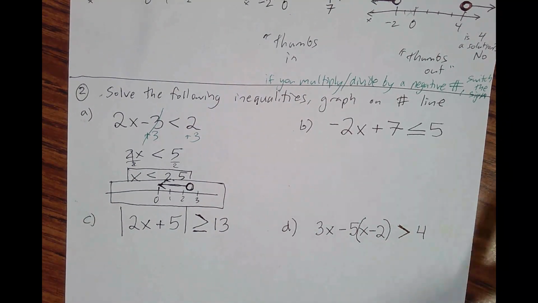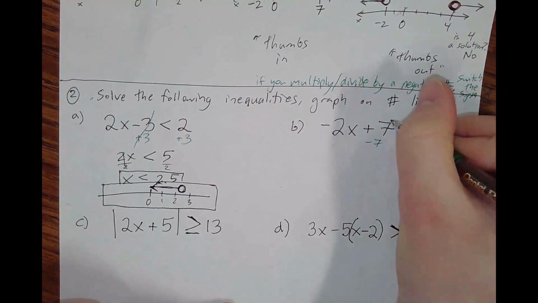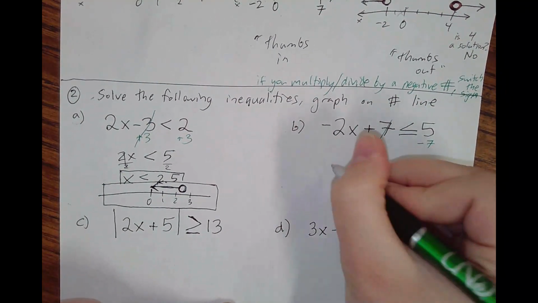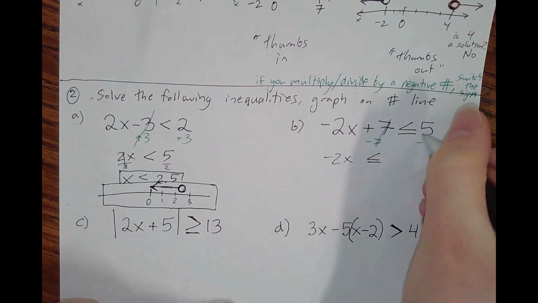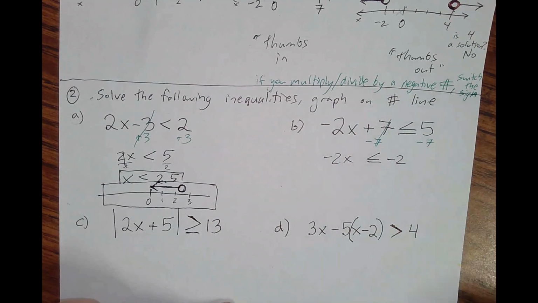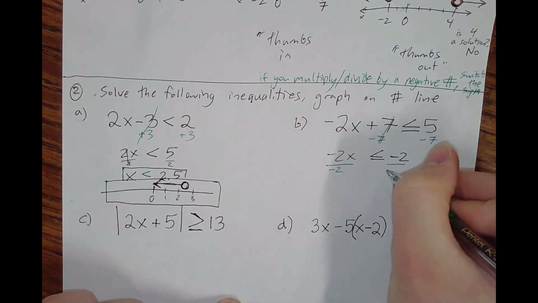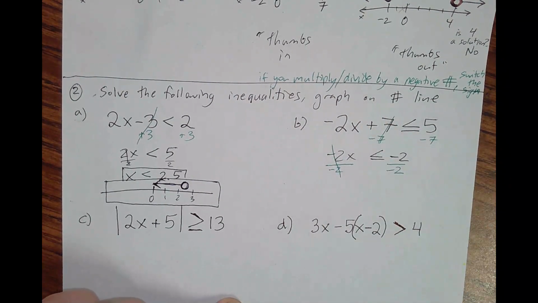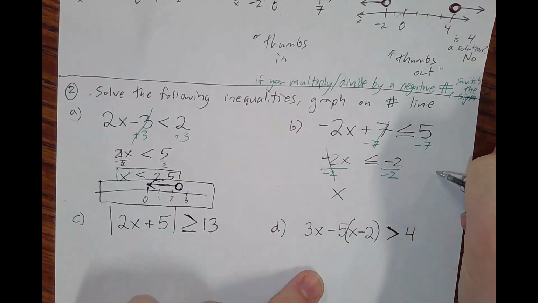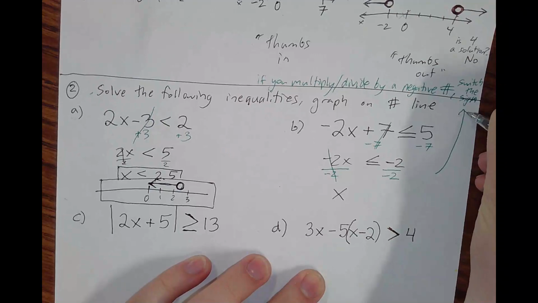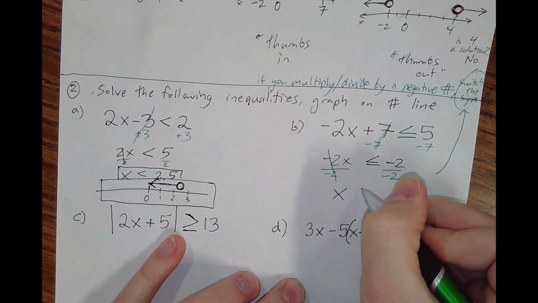The next problem is going to be letter B. We're going to go ahead and subtract 7 to get x by itself. That gives us -2x is less than 5 minus 7. 5 minus 7 is -2. Good. Next up, we're going to divide by -2. That gives us, wow, we just followed a rule that requires us to switch the sign. So we're going to go ahead and switch the symbol.